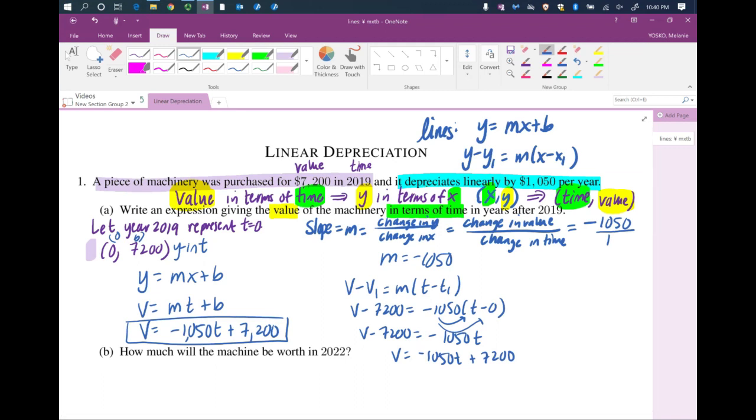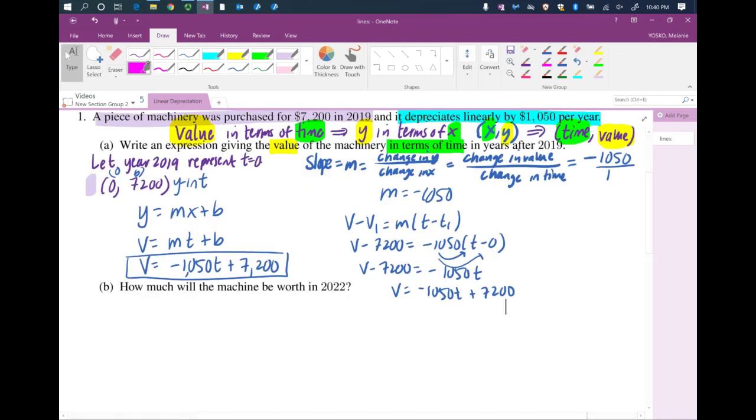Let's continue with part B. How much will the machine be worth in the year 2022? Okay, up here we said let 2019 represent the beginning, time equals 0. So if we're at 2022, how much time has passed since 2019? So we're just going to do a simple subtraction, right? We're going to do 2022 minus 2019, or 22 minus 19. And we see we get 3 years. So we are really thinking about t equal 3, because that's the number of years since 2019.